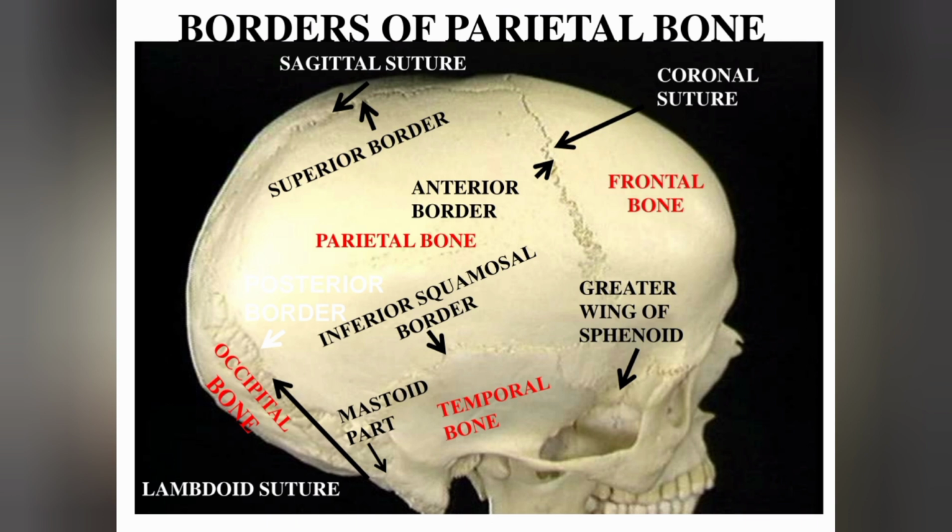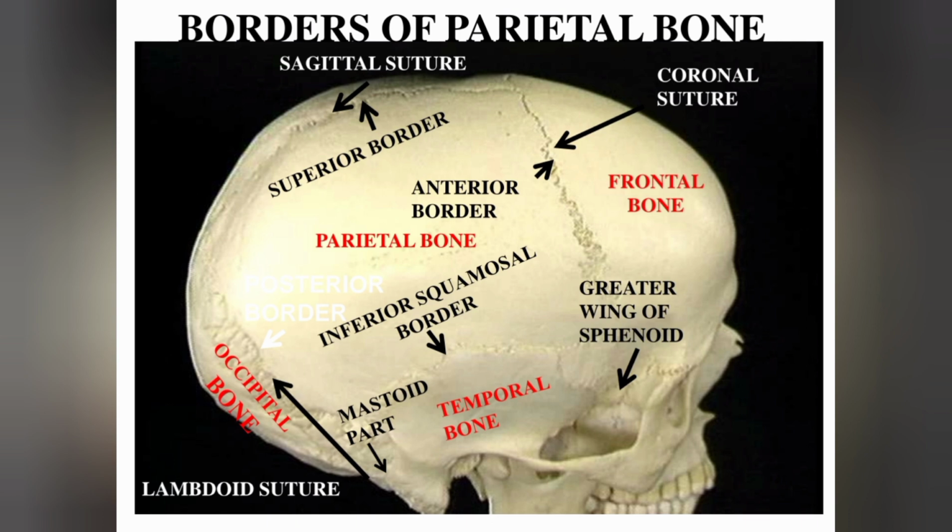The anterior border is serrated and articulates with the posterior border of the frontal bone, forming the coronal suture. The posterior border is denticulated and articulates with the squamous part of the occipital bone, forming the lambdoid suture. The superior border is serrated and articulates with the superior border of the parietal bone of the opposite side, forming the sagittal suture. The inferior border is divided into three parts.